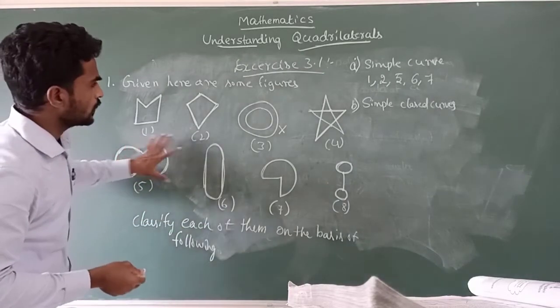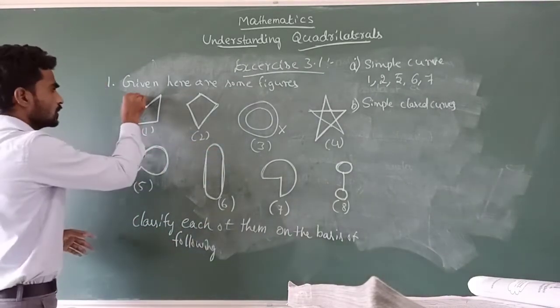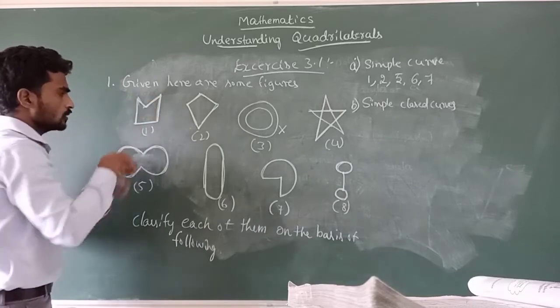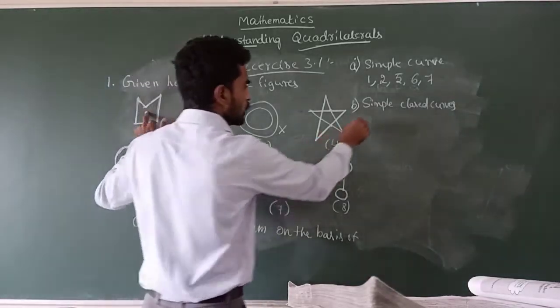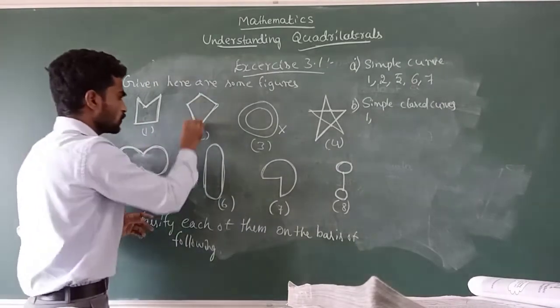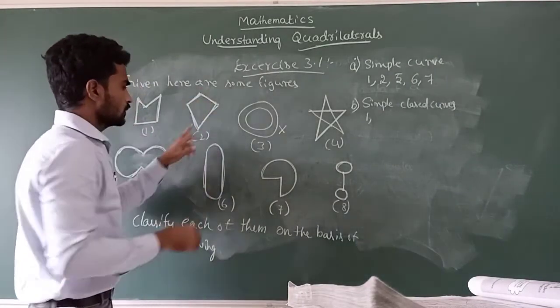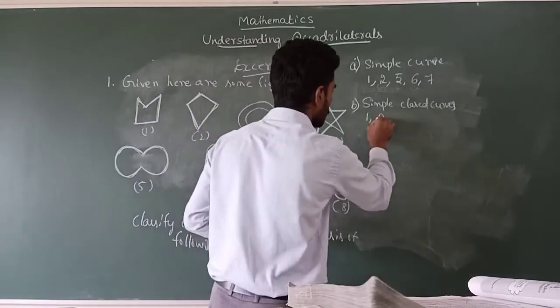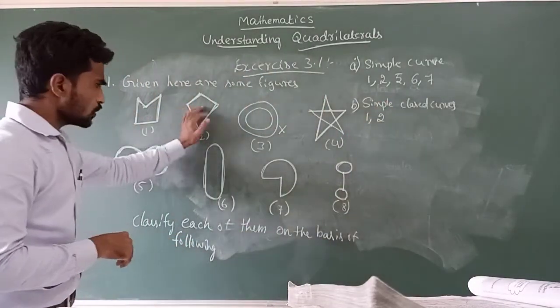I think no one is an open figure here. Here this one is also closed and also simple. Therefore this one is a closed simple curve. Here also this one is a closed figure. Therefore this is an example for simple and also closed.